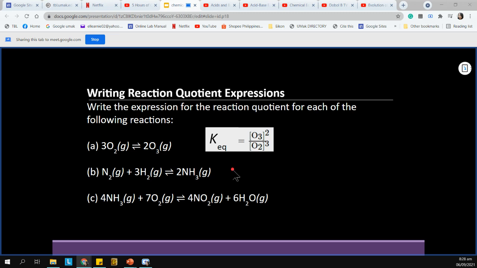So the other one is, okay, so nasa taas, NH3 raised to the coefficient of 2. And then, the concentration of nitrogen, since wala siyang coefficient, wala siyang superscript. And then, hydrogen gas raised to the power of 3. Okay. Let's have another one.